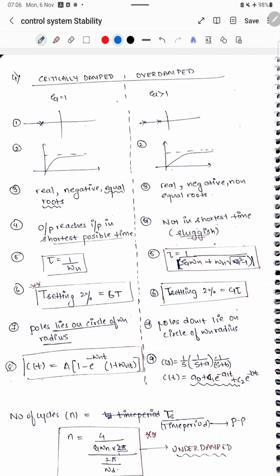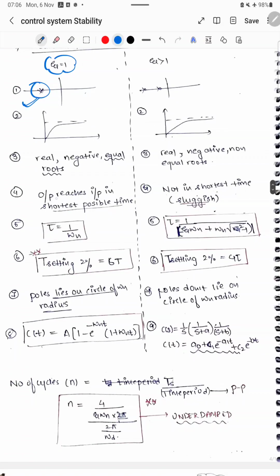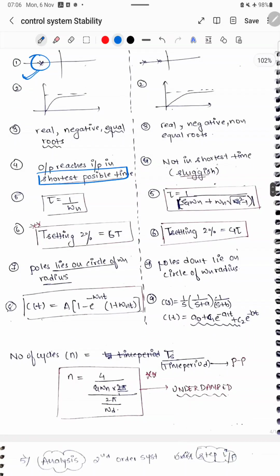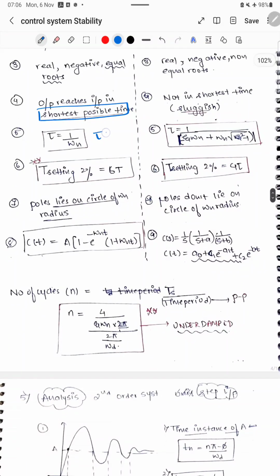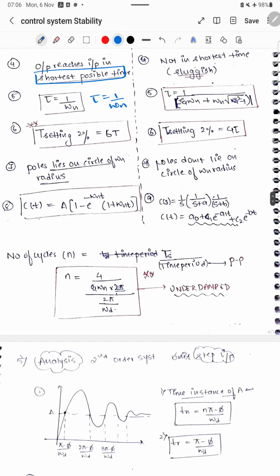So the responses are almost the same, but there is a difference. So critically damped meaning zeta is equal to 1 and real negative repeating roots. As I already told, it is very fast, so it takes the shortest possible time to reach the steady state. Tau is equal to 1 upon omega n. Tau is nothing but 1 upon omega n since zeta is 1.